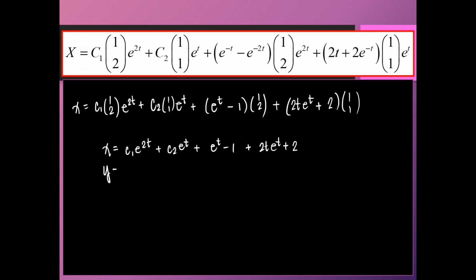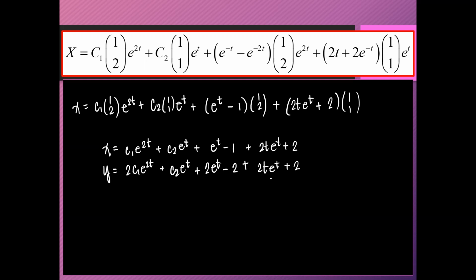Whereas our y would be 2c1 e to the 2t plus c2 e to the t plus 2 e to the t minus 2 plus 2t e to the t plus 2. And if you want, you can combine those similar terms.